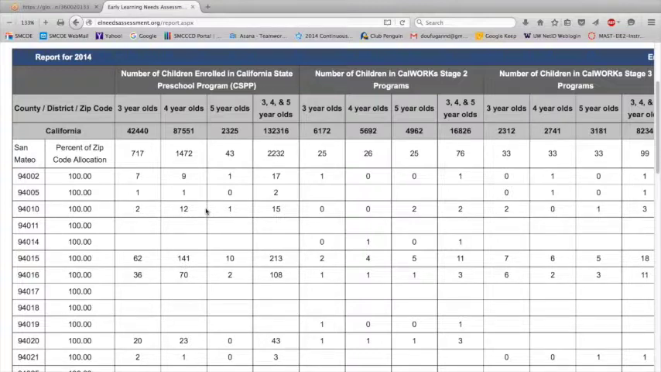And the 5-year-olds, you may want to think about them. There are very few 5-year-olds enrolled. Shall I just add them all together as the children served at this point? That's what I would do in this case. Just take that number of 3, 4, and 5-year-olds served, and then you can add those zip codes into your overall template for how much CSPP is happening.